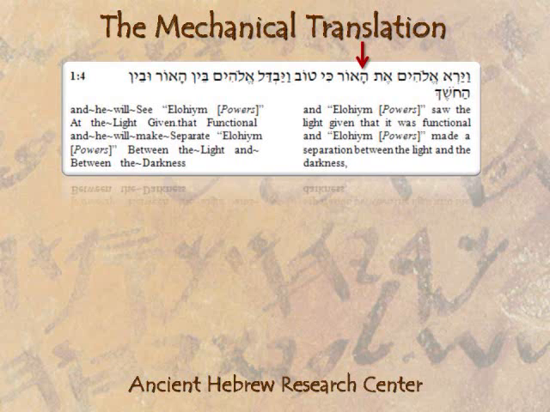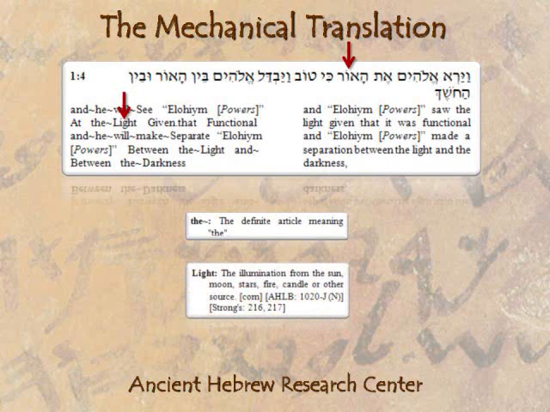This letter, ha, is a prefix that means the, and here it is in the mechanical translation, and also the dictionary entry for this prefix. And here it is in the Revised Mechanical Translation. That prefix, ha, is followed by the Hebrew word or, which means light, as we see in the mechanical translation, and the dictionary entry for this word. And here it is in the Revised Mechanical Translation.